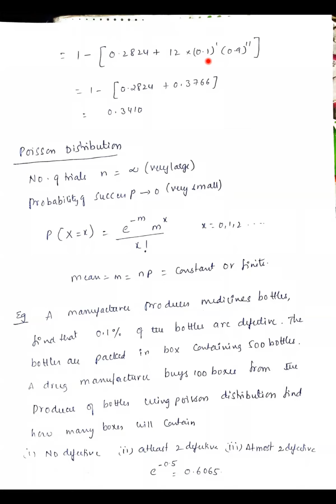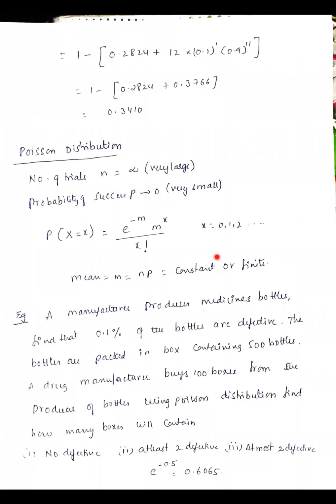Here the number of trials n will be very large. That's why previously I told you that n is very large. And the probability of success is very less. In case of Poisson distribution, the trials will be very large, but the probability of success is very less.